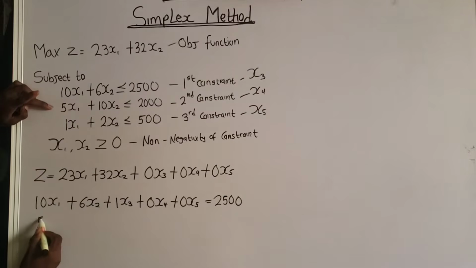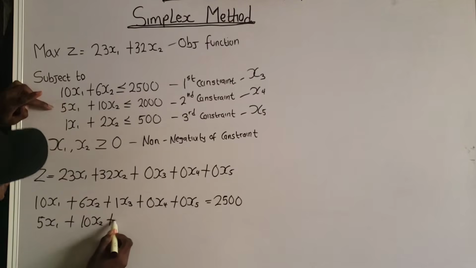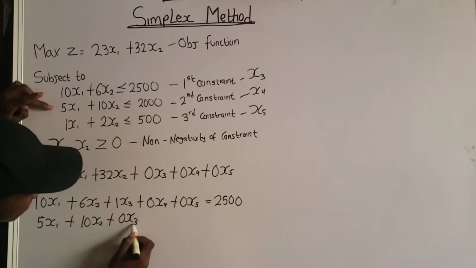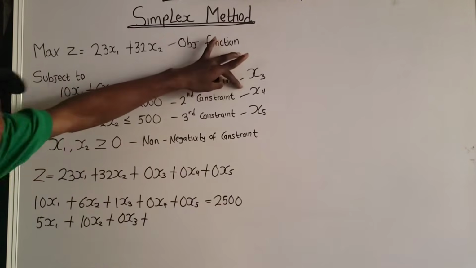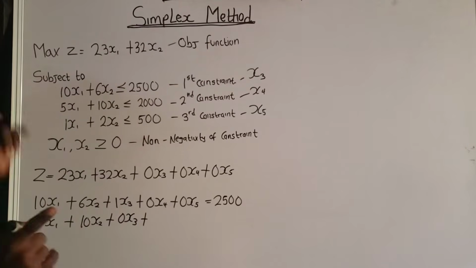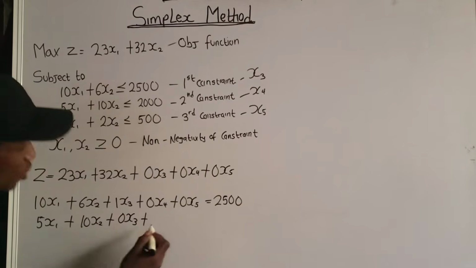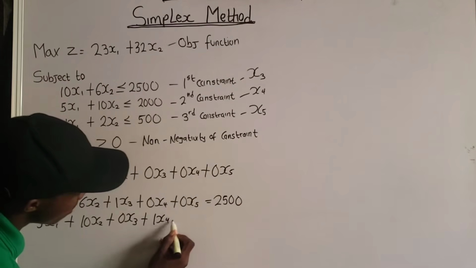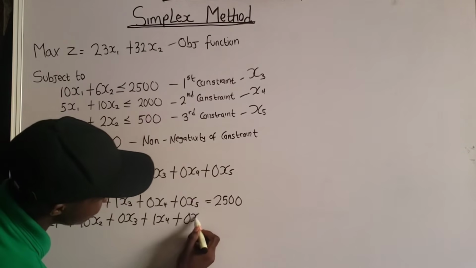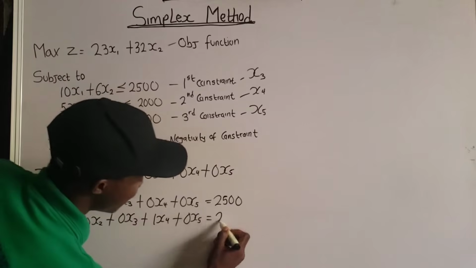Okay, let's change the second constraint to standard constraint. So I'm going to have 5x1 plus 10x2 plus 0x3 plus what? Because the second slack variable belongs to what? The second constraint. So it's going to take 1 as its what? Coefficient in constraint what? 2. So I'm going to have 1x4 plus what? 0x5 is equals to 2000.